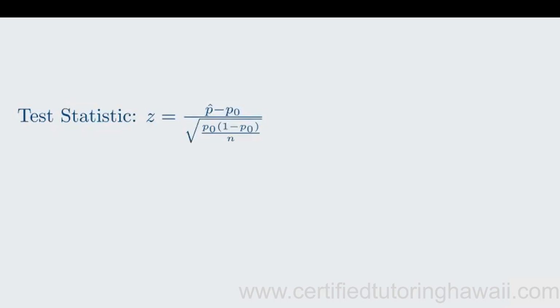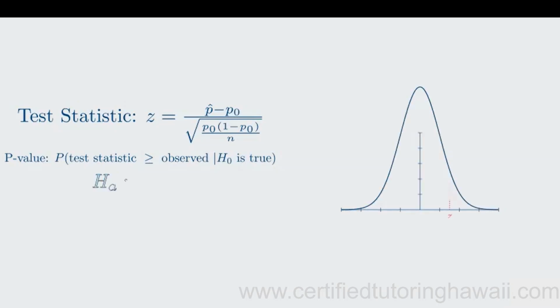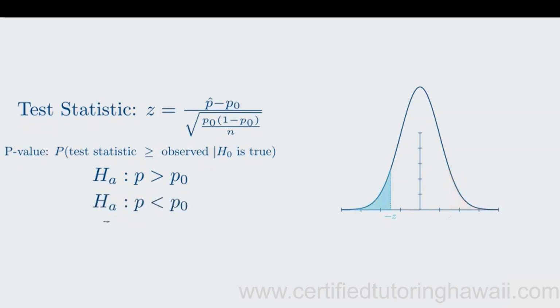Once we have our z-statistic, the next step is to find the p-value. The p-value is the probability of getting a test statistic as extreme as, or more extreme than, the observed value assuming the null hypothesis is true. For a one-sided greater than alternative hypothesis, the p-value is the area to the right of our z-statistic. For a less than alternative, it is the area to the left. And for a two-sided not equal to alternative, we find the area in one tail and double it.